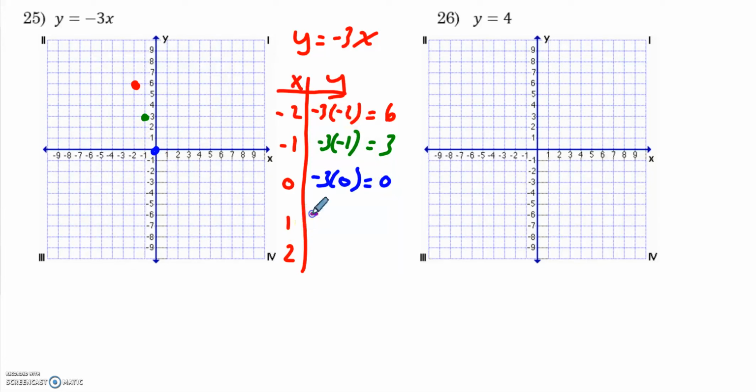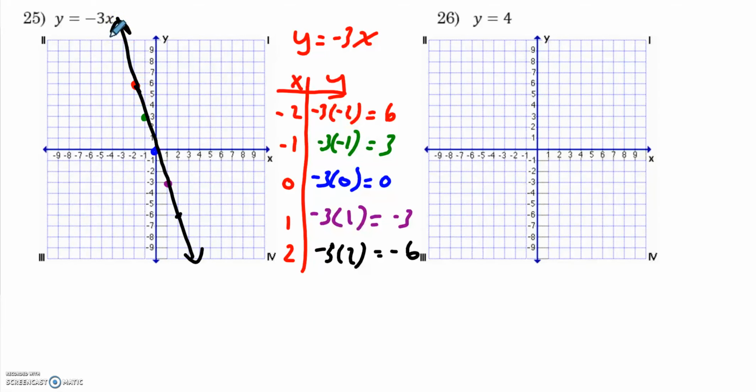My fourth point, -3 times 1, is -3. So if I plug a 1 in, then I go down to 3. And last but not least, if I plug 2 in, -3 times 2 is -6. My last point is 2, -6. So I purposely made all the dots different so you could see what work went with it this time. So if I connect all of them together, this would be the equation of my line graphed.